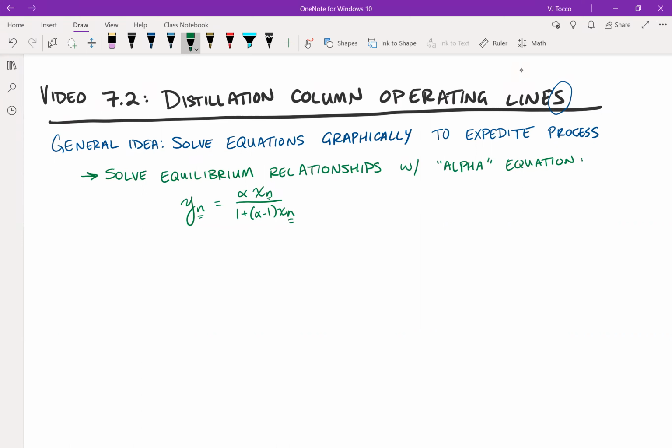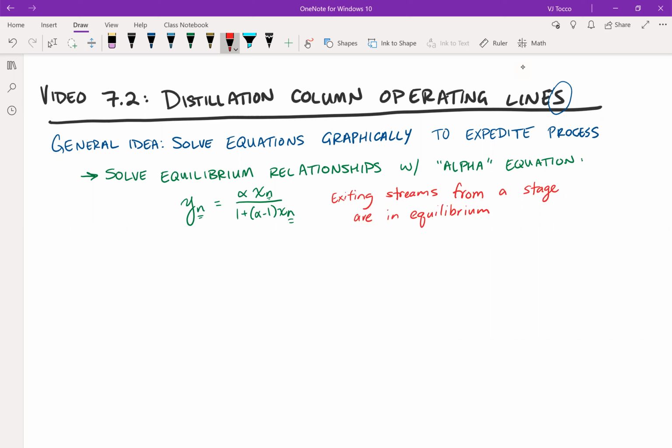Remember that all compositions get the subscript number of the stage that they originate from. So for example, if n is equal to 2, and we're talking about stage 2, you would replace this n with a 2 everywhere, and y2 would be equal to alpha x2 over 1 plus alpha minus 1 times x2. And this will always be true no matter what. This reflects the fact that exiting streams from a stage are in equilibrium.